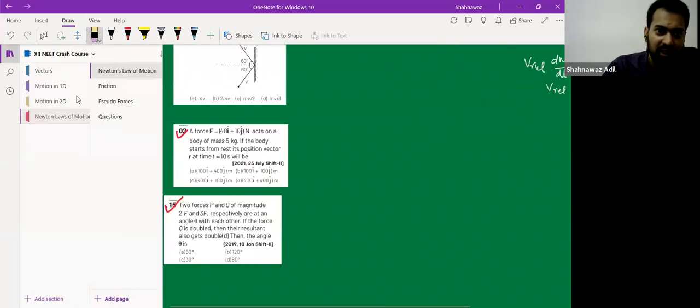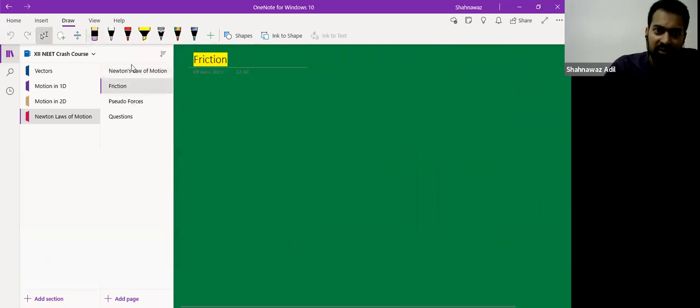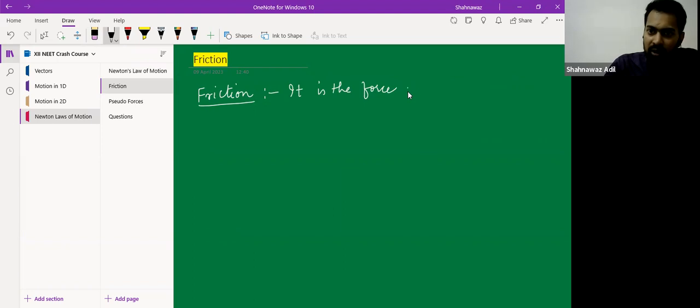Now, the next topic is what? Friction. So, what is friction? So, it is the force which opposes the motion of the body. Right. So, this is the friction.